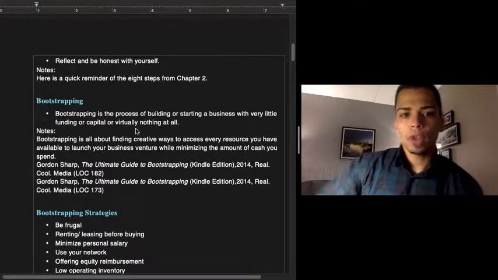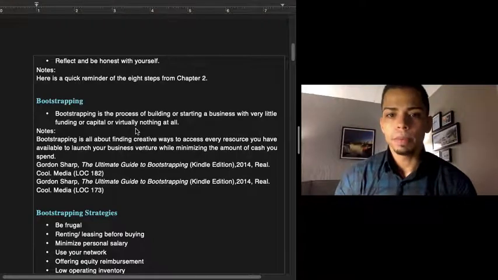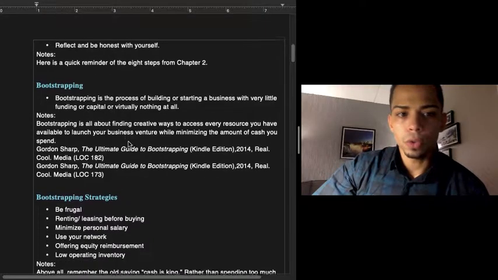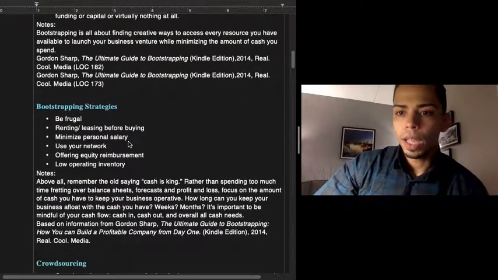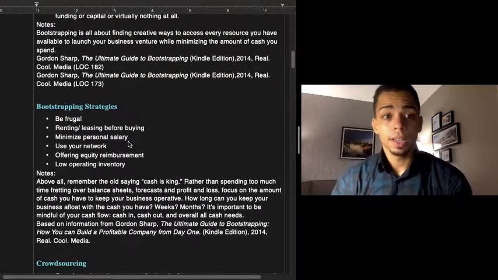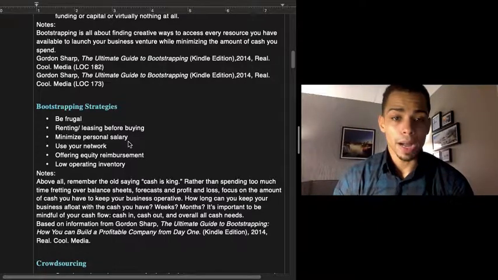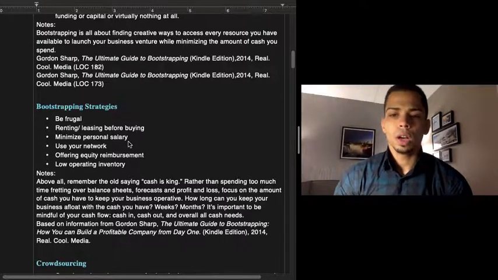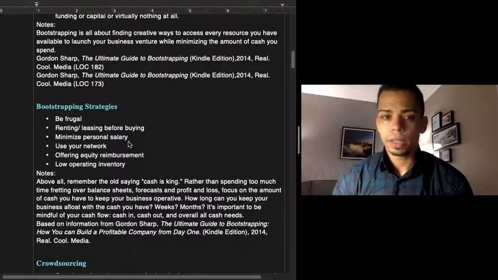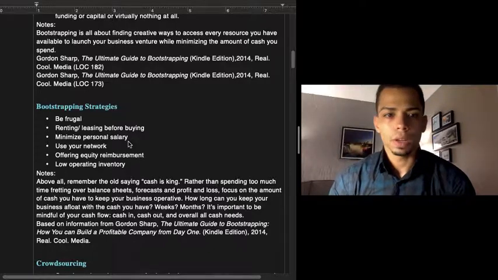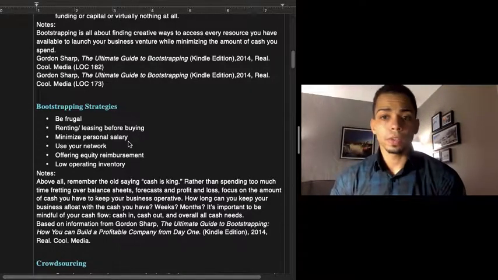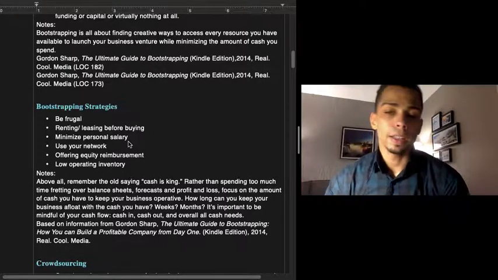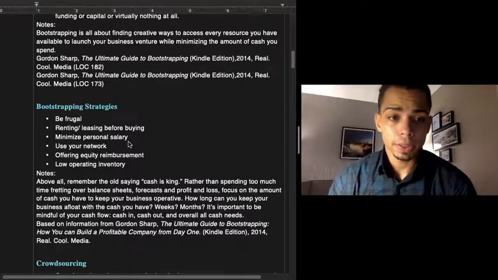So bootstrapping is a process of building or starting a business with very little funding or capital, or nothing at all. So using the resources that we have on hand. And some of the bootstrapping rules is renting and leasing before buying, and minimizing your personal salary, especially if in the long run you want to take your company public. It's important to minimize your salary so that your income looks as strong as possible, right? You want to reflect a profitable company so that it's marketable on the books, right?